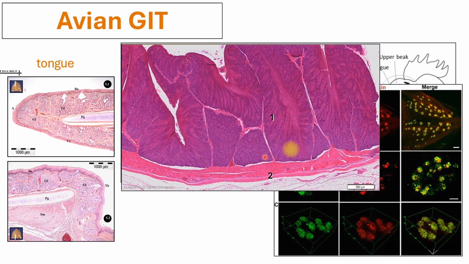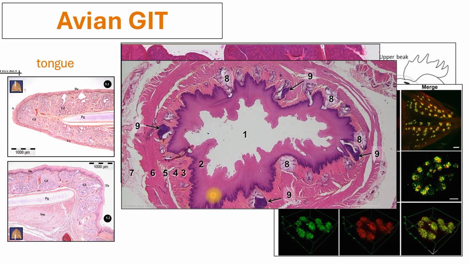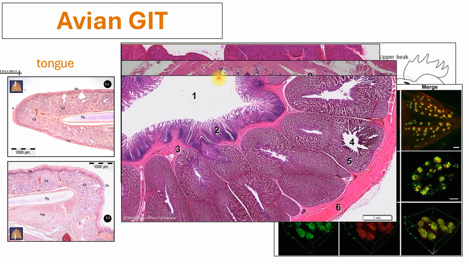So here we have your crop or the outpocketing area in your esophagus, which has a thick keratinized epithelium. And then we would have your esophagus, which also has your stratified squamous epithelium, and then very well developed esophageal glands in the submucosa. And here you have your proventriculus.